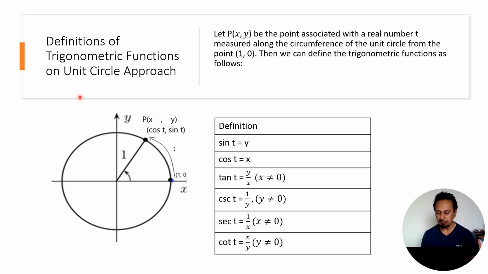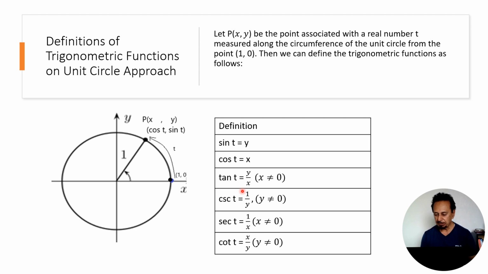Definition of trigonometric functions on the unit circle. Let P(x, y) be the point associated with a real number t, measured along the circumference from the point (1, 0) to the point (x, y). Then we can define the trigonometric functions as follows. Sine of t is equal to y. Cosine of t is equal to the first coordinate x.